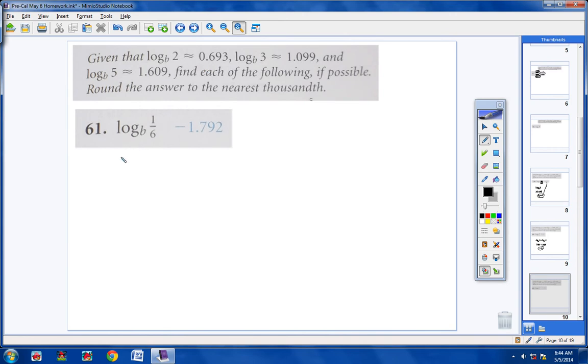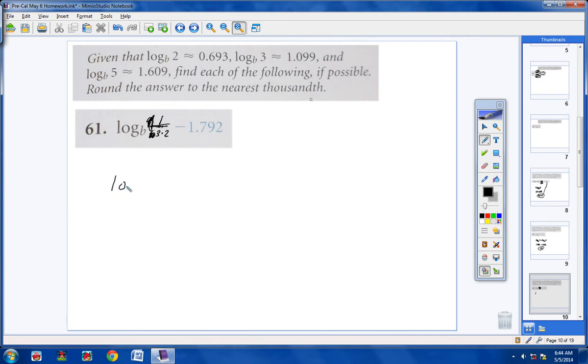Okay, notice how I have the log base b of 1 over 6. Now I'm not worried about the 1, okay? I can find the logarithm of 1, but this 6 here is kind of a problem. So I'm going to go ahead and make this 6 right here 3 times 2. Do y'all see that okay? So instead of having 1/6, I'm going to have 1 over 3 times 2. Now let's see what that does for us.